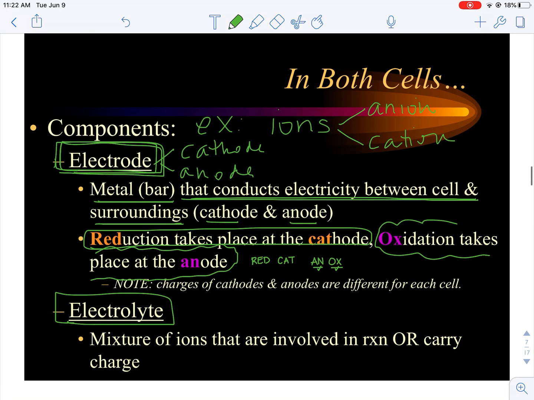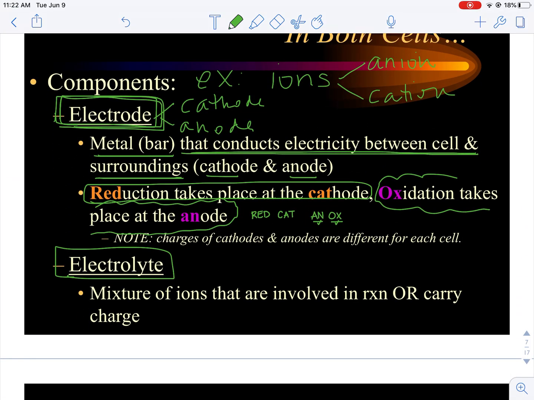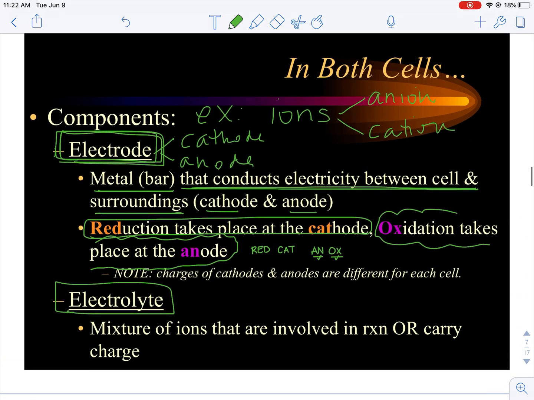The last component that both cells had, right? Both cells had the metal bars. And you'll notice that they also have solutions. And that's the second component they have in common, the electrolytes. Remember, electrolytes are any solution that conducts electricity because it has free-flowing ions. And the electrolyte in electrochemical cells will be a mixture of ions that are involved in the reaction, or their purpose is to simply carry charge.